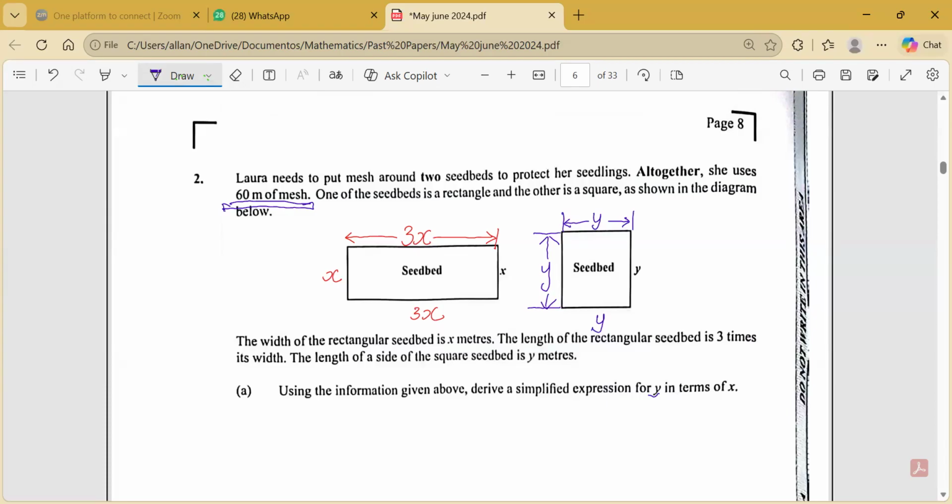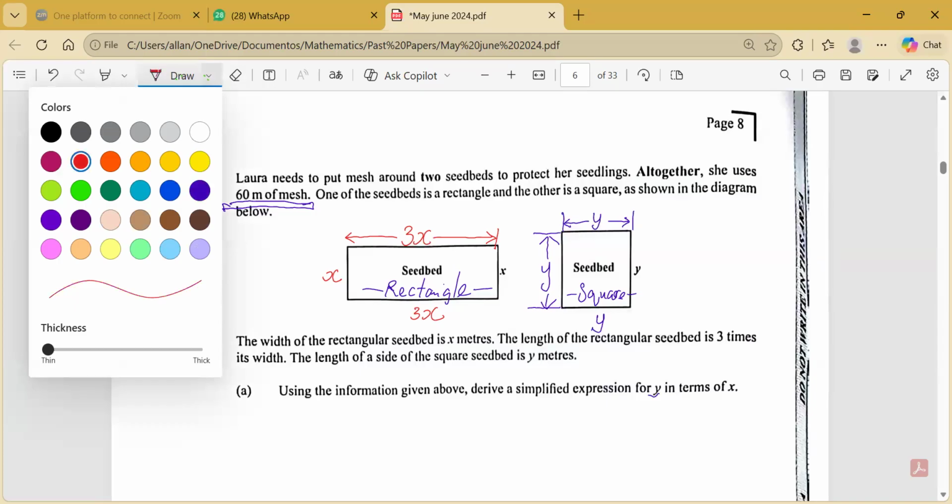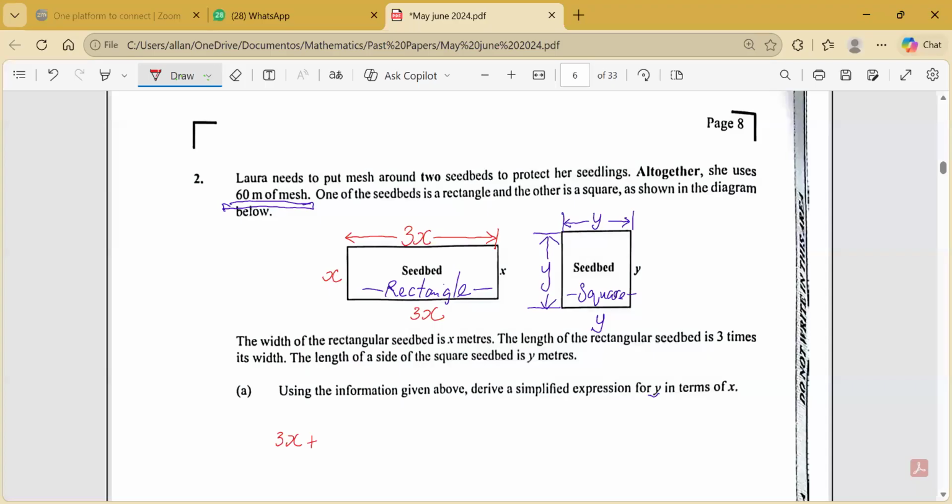So all around the seed bed, the rectangular one, and the square, the distance around the rectangle would be what? Somebody? 8x. How did you get that? You add up the 3x plus 3x plus x plus x plus x, to find the perimeter of the rectangular seed bed.